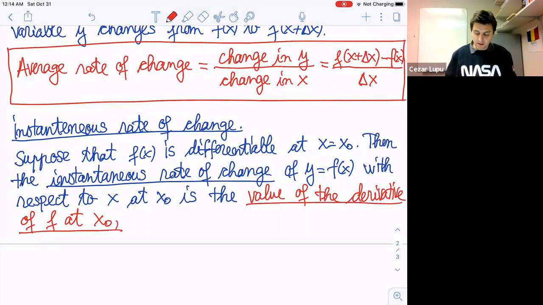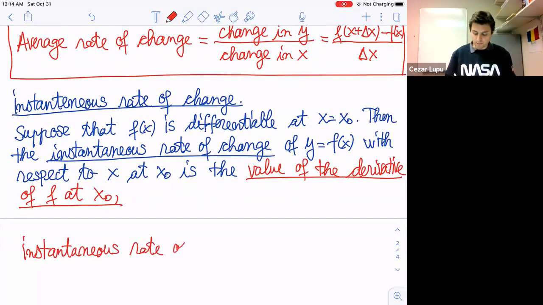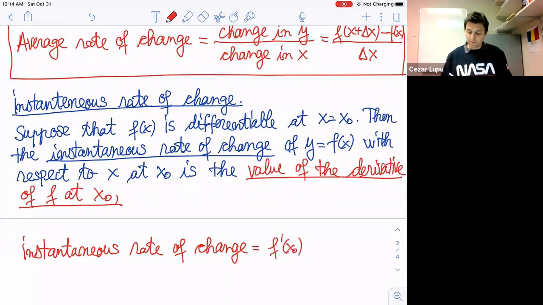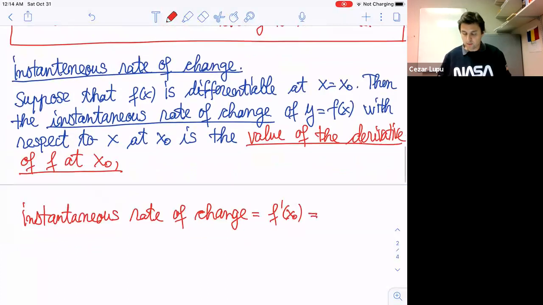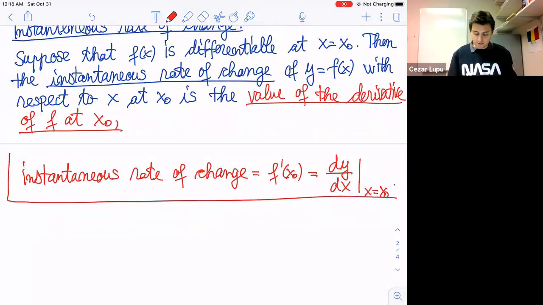And basically this will be nothing else than just, let's write it, instantaneous rate of change, this would be equal to the derivative of f at x naught. Or we can write this, if you want, in Leibniz notation. So sometimes we will prefer this notation, dy over dx. So it is the derivative of y with respect to x, and now we'll write this at the point x equals x naught. So that's what we need to know. So that's the instantaneous rate of change.